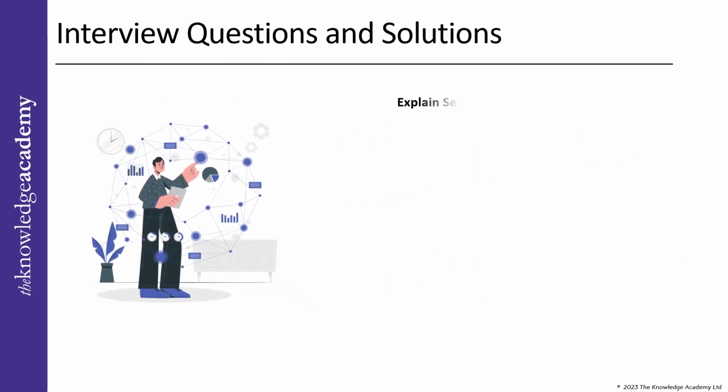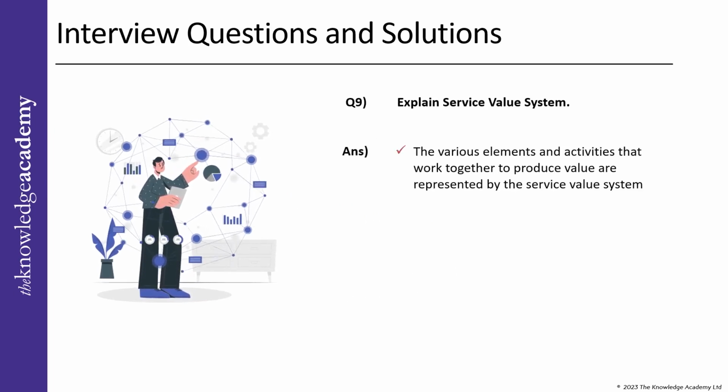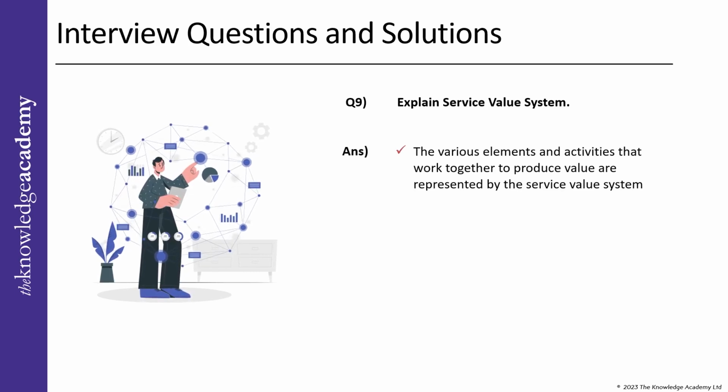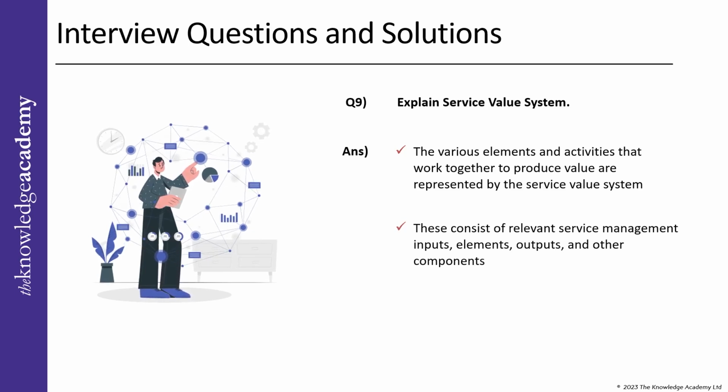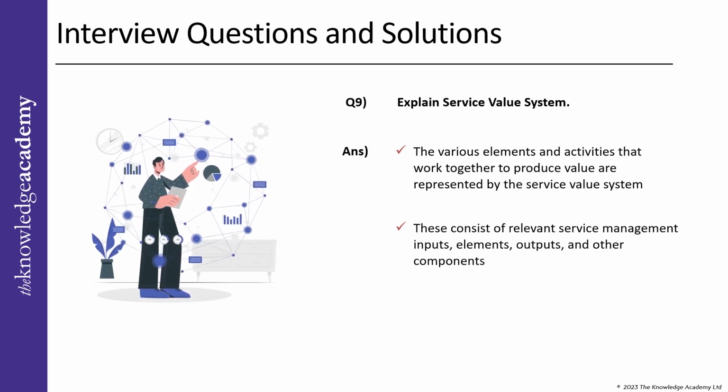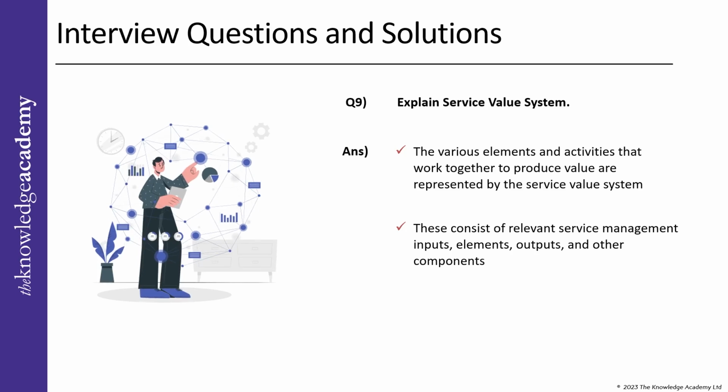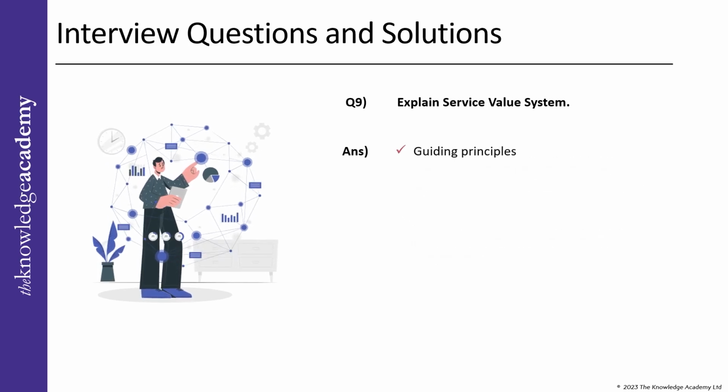Question 9. Explain Service Value System. The various elements and activities that work together to produce value are represented by the Service Value System. These consist of relevant service management inputs, elements, outputs, and other components, which are guiding principles. Organization can use these principles in every situation, regardless of its objectives, goals, strategies, type of work, management style, or structure.